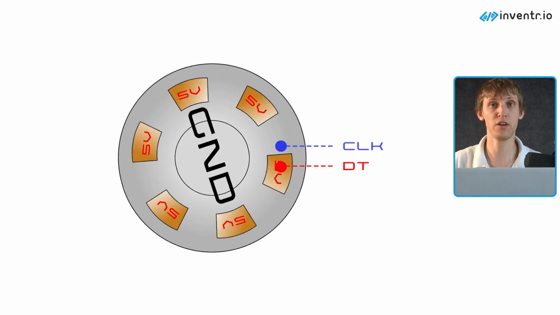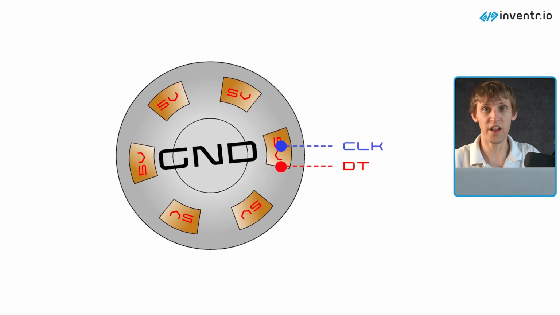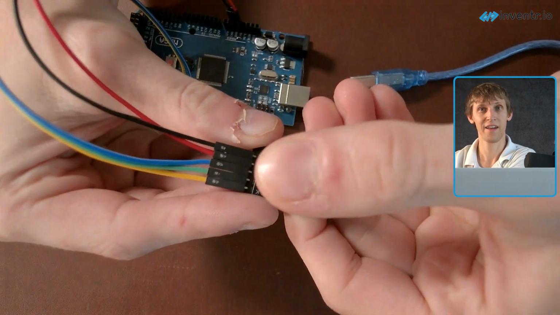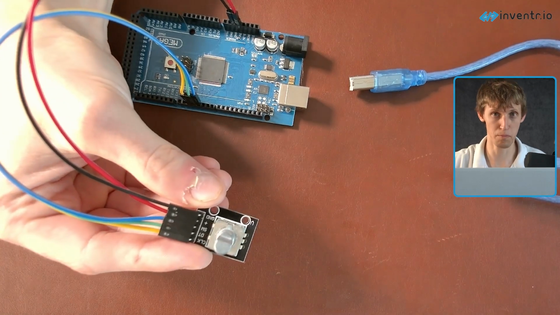Clock and DT are used to calculate the angle, and switch is actually used for this neat little push button function. So neat, it kind of technically has a button built in.